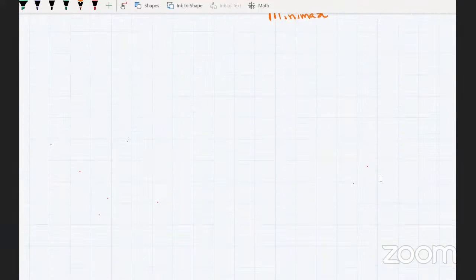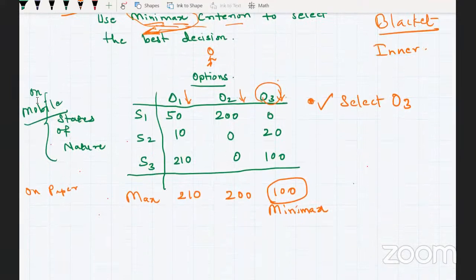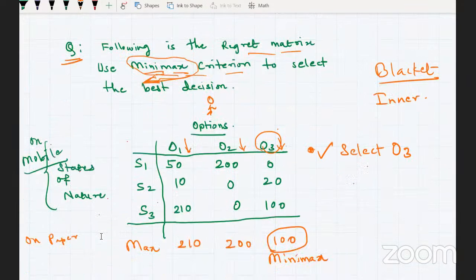Any question down there? No, not here right now. Now I will show you something else, and not all, but many of you have given the practice test.